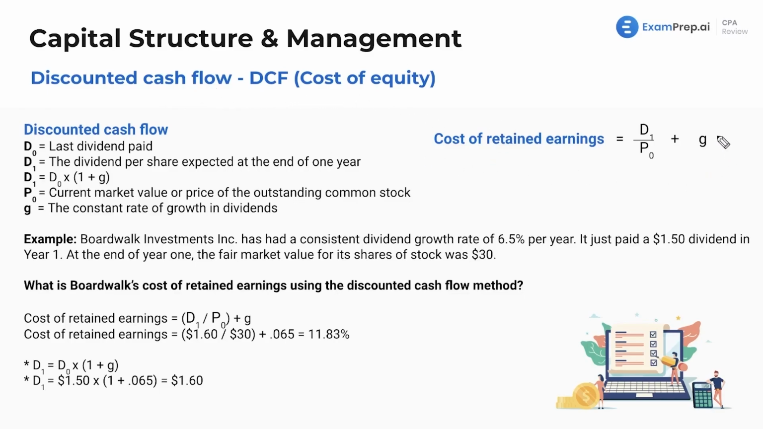Here is a formula to memorize, and you see it here. I call it the cost of retained earnings, but you could also say this is the discounted cash flow formula, it's the cost of equity. Technically, this is the discounted cash flow formula. It's just called the cost of retained earnings because we can call it that. I want to get you familiar with all the different nomenclature that we can use.